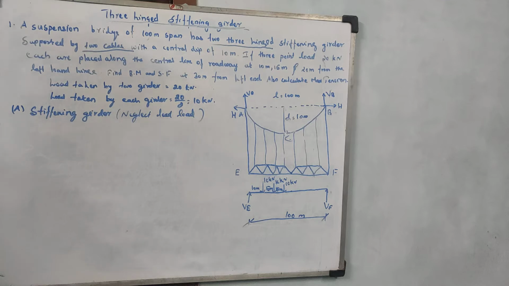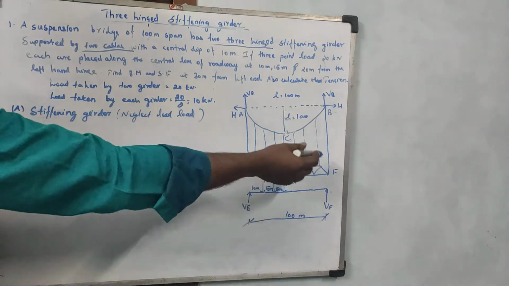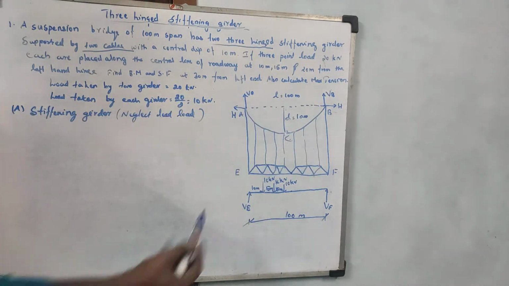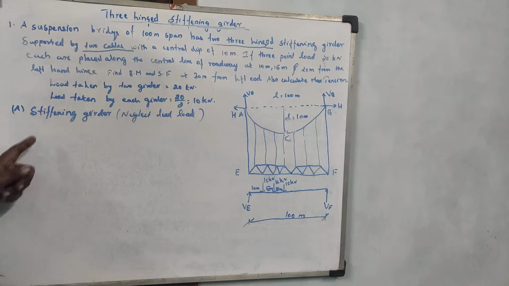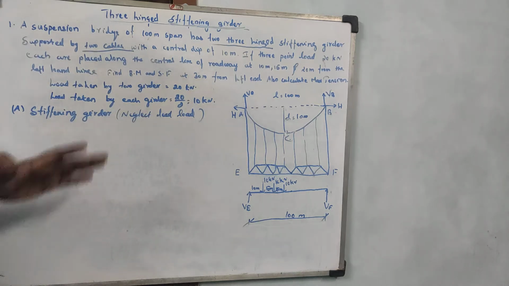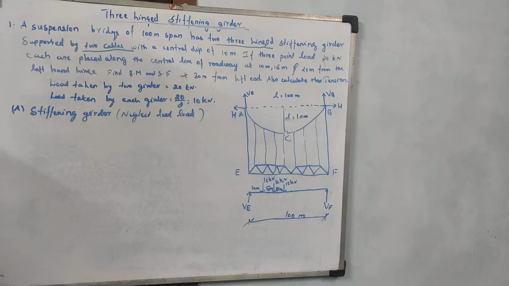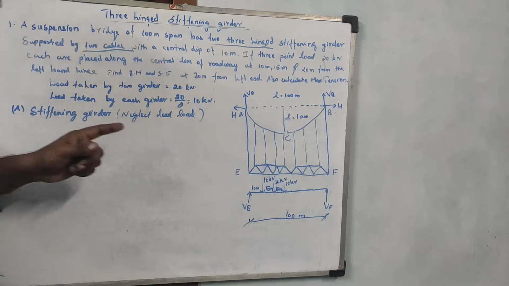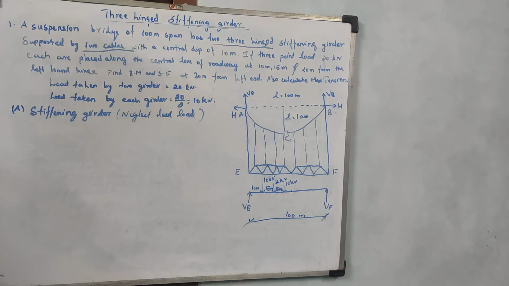So next, first we have to analyze the stiffening girder. This portion is the stiffening girder. This portion is the cable. Right? While analyzing the stiffening girder, we have to neglect dead load if it is given. But in this problem, dead load is not given, so no problem.